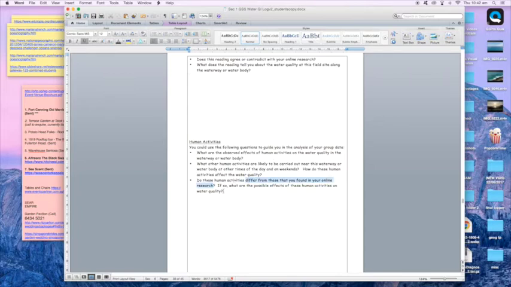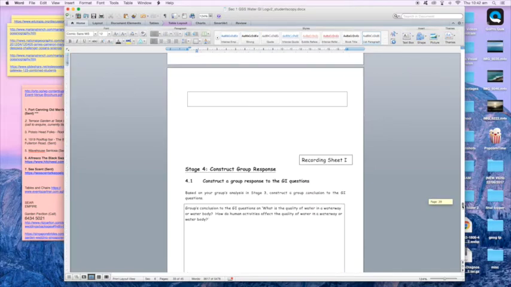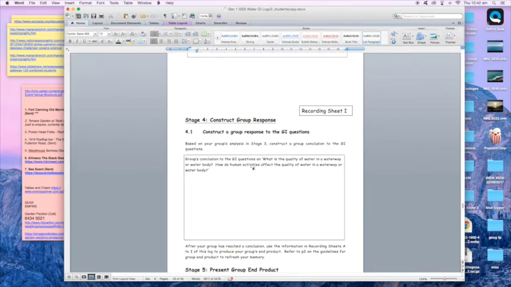So if all this is done as a group, you are to construct a conclusion to your GI question. You have to decide what is the quality of the waterway and the water body, and how the human activities affect the quality of water in a waterway or water body. This is why you have to come up with your answer, because I do not know what you have researched and found out. But let's move on to the next part, which is the 15 marks. In everything that you have done, your worksheet is actually guiding your group towards that end product.